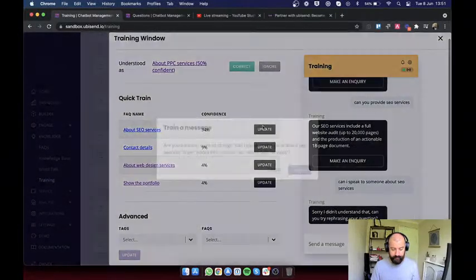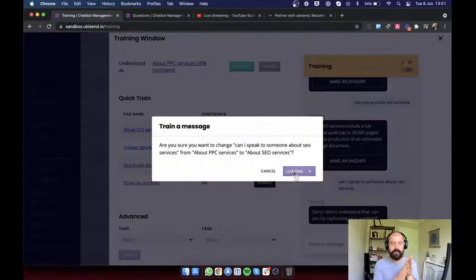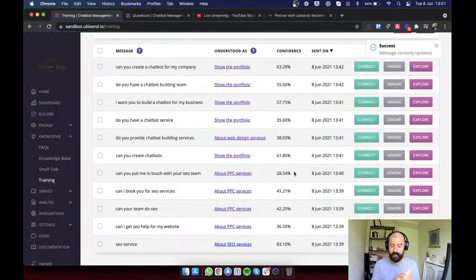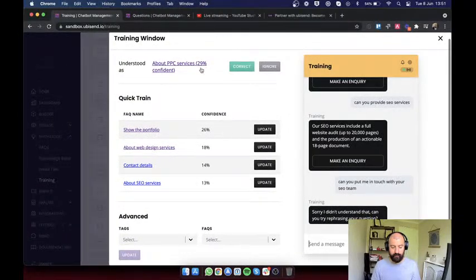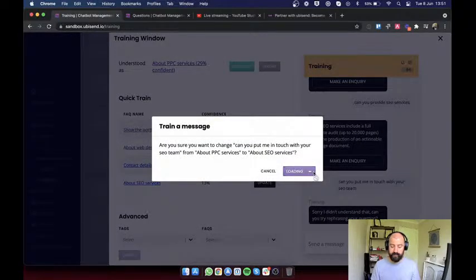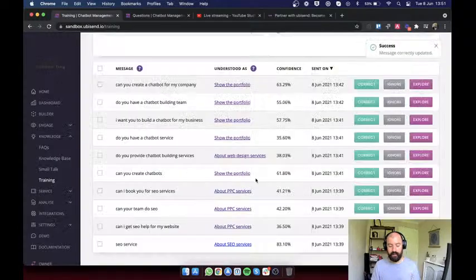SEO. It's interesting that it keeps, I think it's because it has services on both, and they're both really short, like PPC and SEO, three letters. So I think it's just struggling a little bit, but as you can see, it's 29% and 13%. So it's kind of interesting. I think, can you put me in touch with your SEO team? So yeah, the proof is just going through it, training it, and making it better over time, and that's how you're going to get through it.